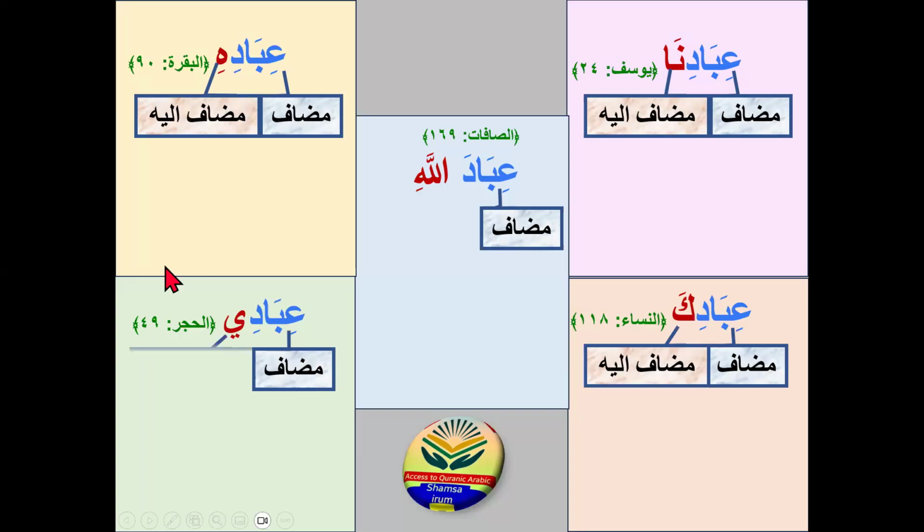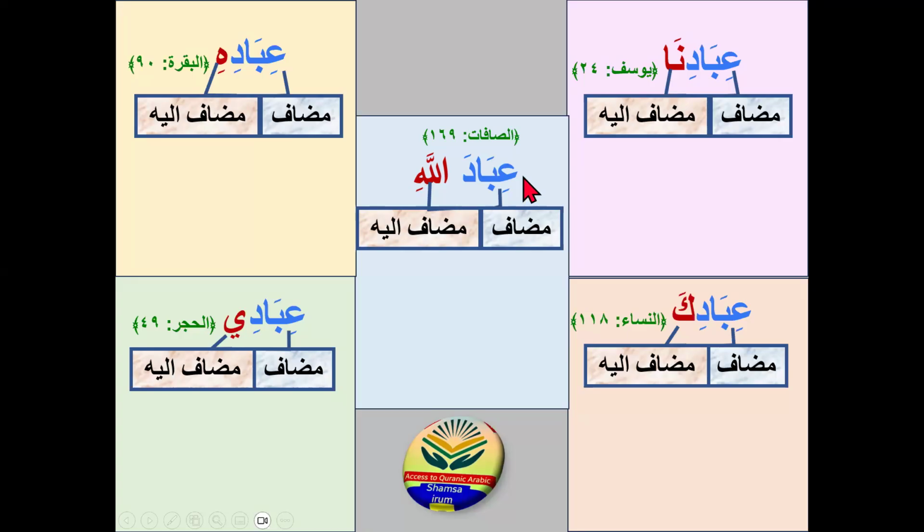And Ya-Mutakallim is also mudaf ilay. They all are pronouns attached with a noun. And here Allahi, lafzul jalala, is also mudaf ilay. It is also a noun, and you can clearly see the kasra underneath it.